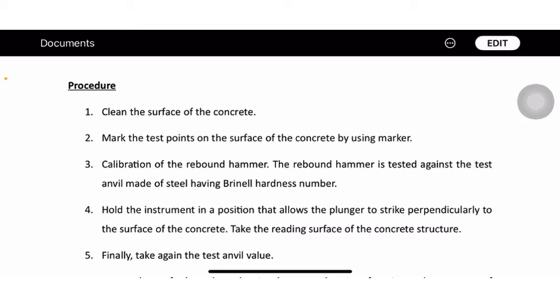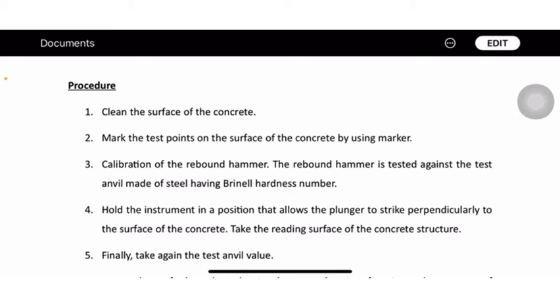And the third one, calibration of the rebound hammer. The rebound hammer is tested against a test anvil made of steel having a Brinell hardness. It is necessary that the rebound hammer is checked against the testing anvil before commencement of a test to ensure a reliable result. The test anvil should be of steel, having a Brinell hardness of about 5,000 Newton per millimeter square.